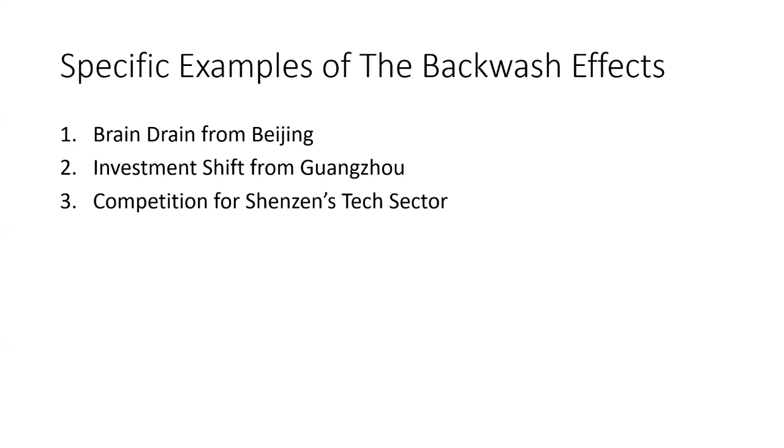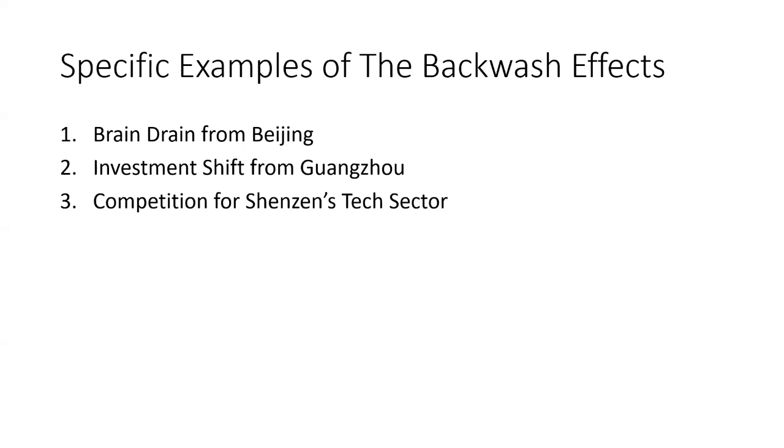And here are the specific examples of the backwash effect. The first is brain drain from Beijing. Recent graduates from Beijing's top university may opt to work in Shanghai's thriving financial sector, potentially depriving Beijing of skilled professionals in other fields. The second one is investment shift from Guangzhou.